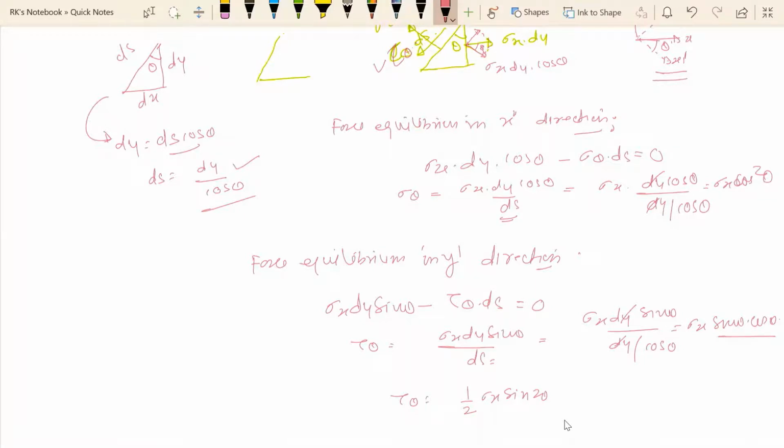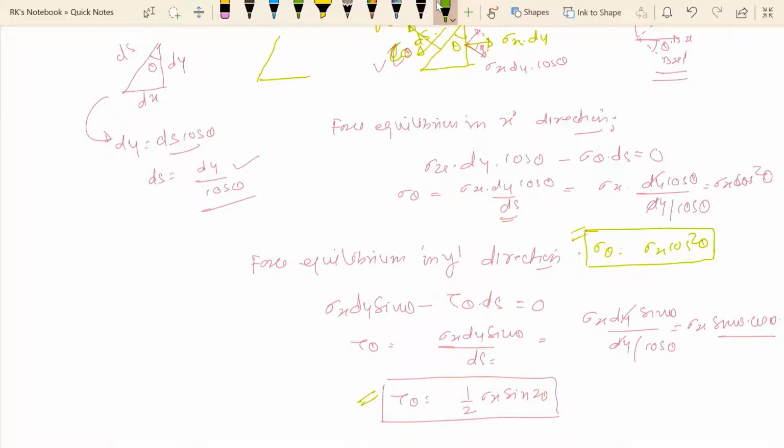So this is the formula for tau theta. This is the shear stress at the inclined, oblique plane, which is at angle theta in clockwise direction from the transverse plane. And this is the formula for sigma theta, which is sigma theta is equal to sigma x cos square theta. This is the normal or direct stress at the oblique plane, which is inclined at theta in clockwise direction from the vertical plane. So these are two stresses.